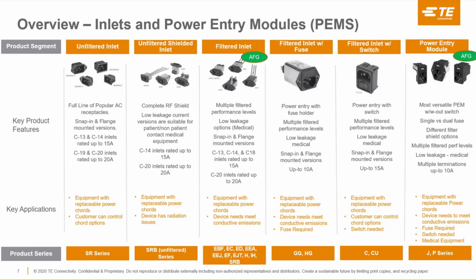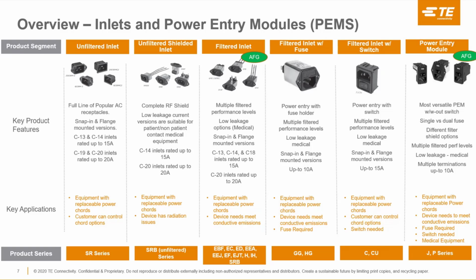So we do offer unfiltered inlets. So these are just a basic full line of popular AC receptacles. So these are different plug types. So you have a C13 and a C14 inlet type up to 15 amps, and then C19 and C20 inlets rated up to 20 amps. But again, there's no filtering here. It's just basically a power inlet module, but it's good for equipment with replaceable power cords. And then with this, the customer can control the cord options due to the different interfaces.